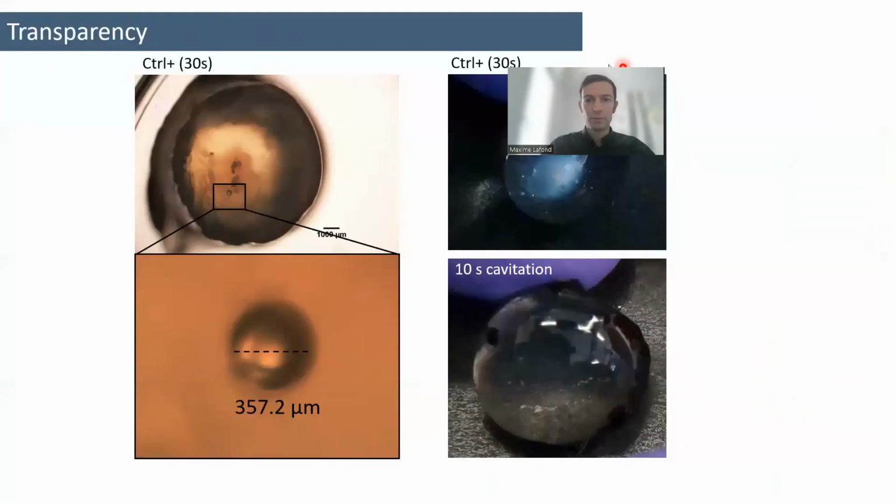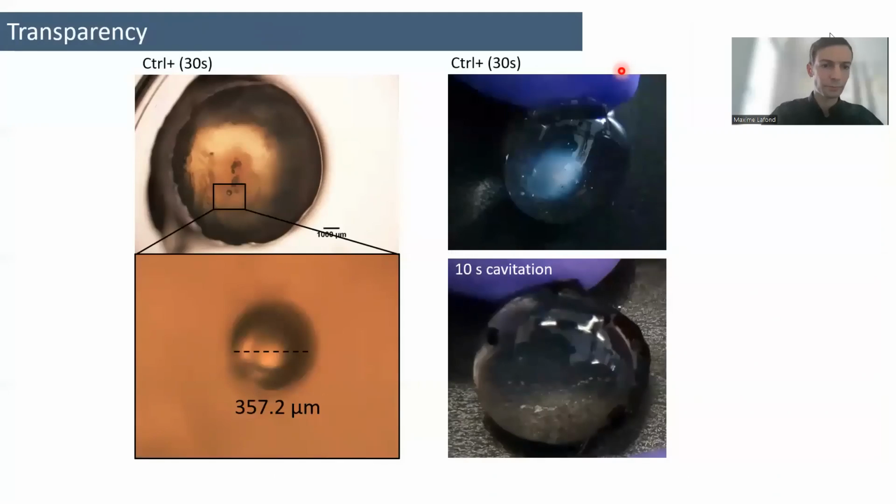Here are transparency images. Shown on the left is our positive control, where we deliberately exposed the lens to ultrasound for 30 seconds, and we could see, for example, residual bubbles. We could also see that the lens lost transparency and appears a little bit milky.